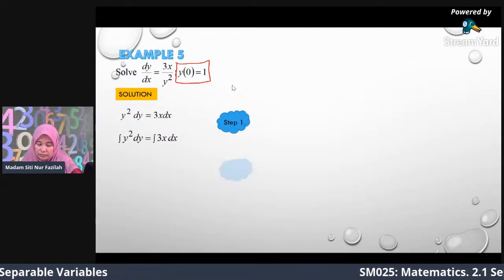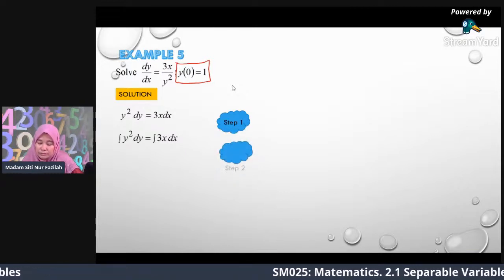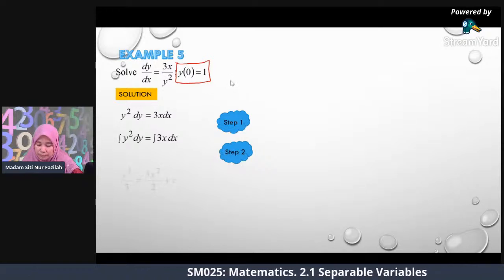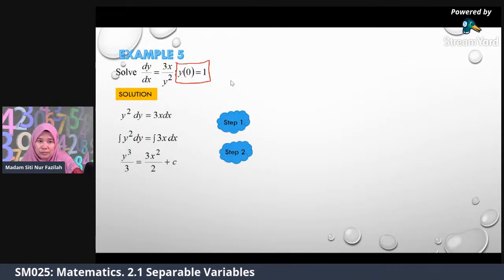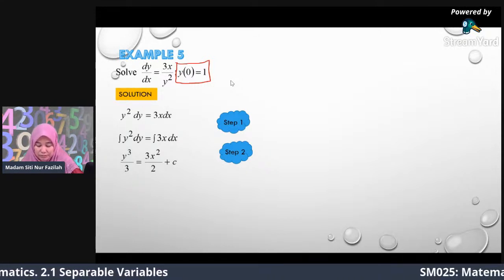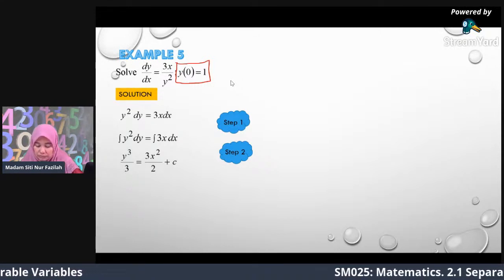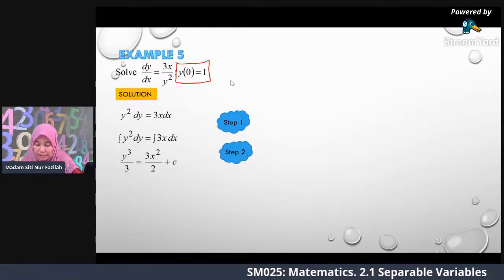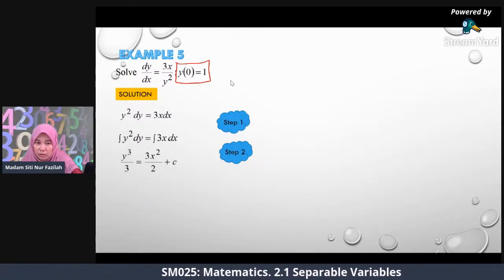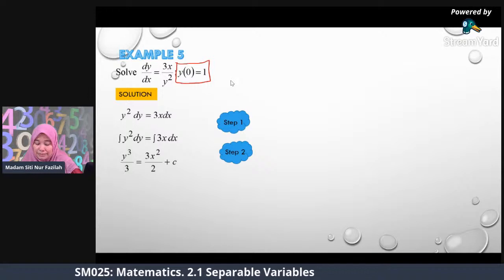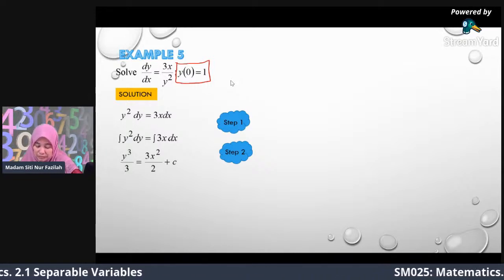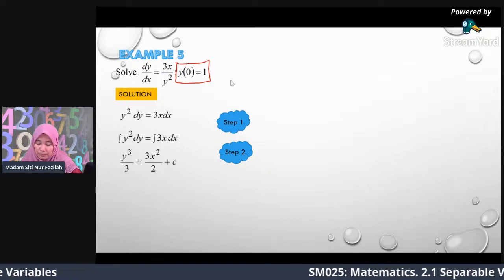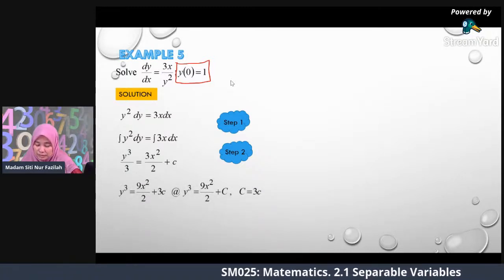This is step 2. Integrating y squared, we get y to the power of 3 over 3, and integrating 3x, we get 3x squared over 2 plus C. Don't forget to write down the plus C, because this is the general solution.